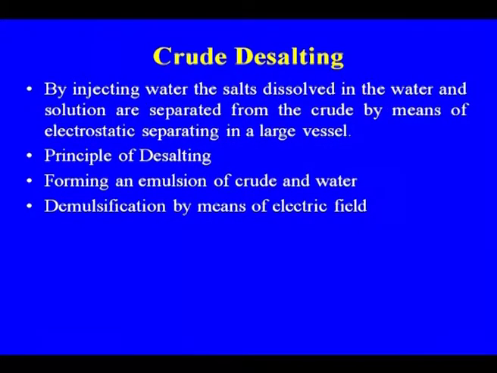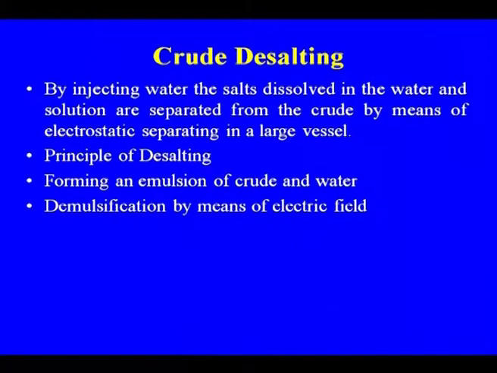So, let us discuss the process. By injecting water, the salt dissolves in the water, and the solutions are separated from the crude oil by means of electrostatic separation in a large vessel, where we apply a high electric field. So, the principle of desalting is forming an emulsion of the crude and water when you add water, and then demulsifying by means of the electric field. This is the method that we use for desalting of the crude.